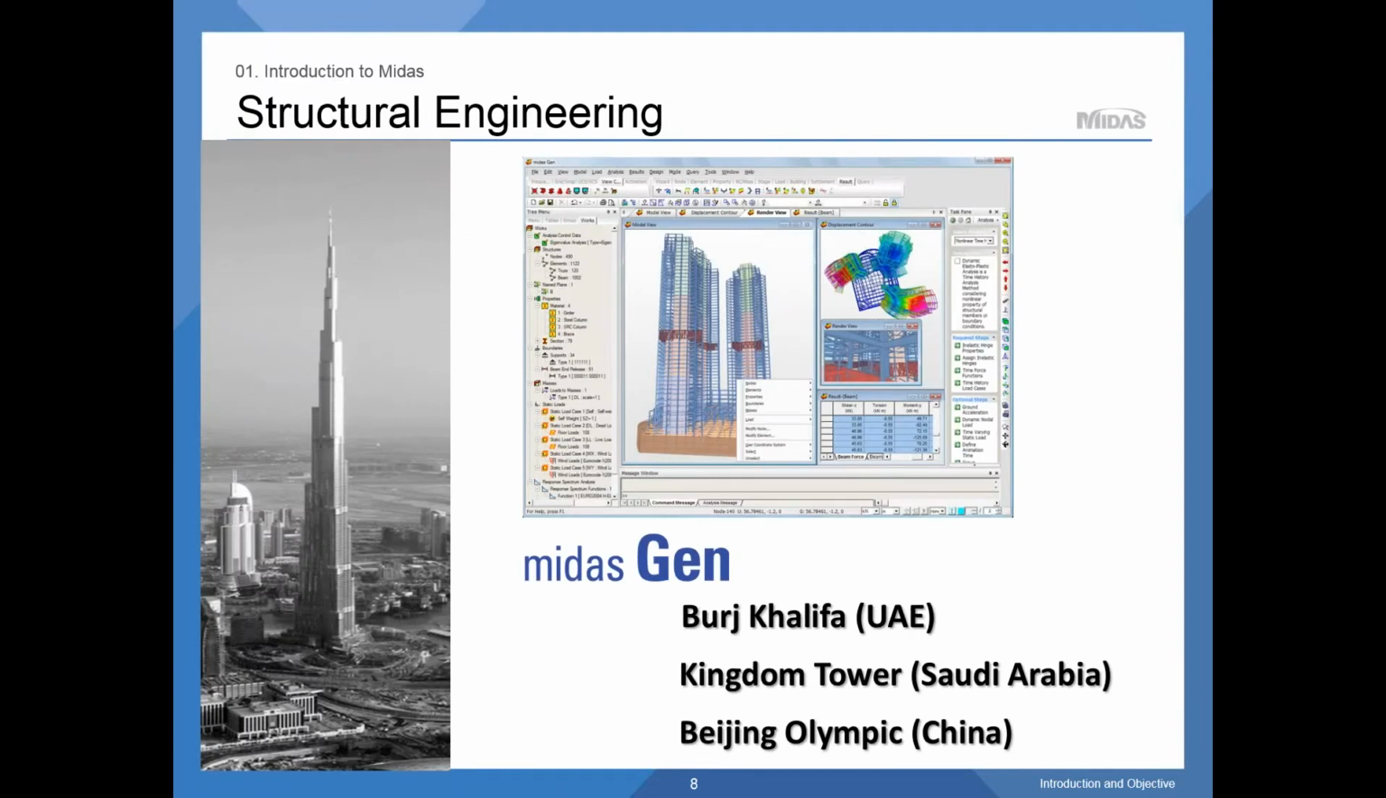Well, let's talk about today's session, which is going to be held with Midas Gen, and the prominent projects where Midas Gen has been used is Burj Khalifa. Basically, for a tallest tower like Burj Khalifa, Midas Gen was used for axial shortening analysis, wherein Midas Gen has an advantage in that it has various codes to define material properties based on time dependency, followed by Kingdom Tower Saudi Arabia and Beijing Olympic China.